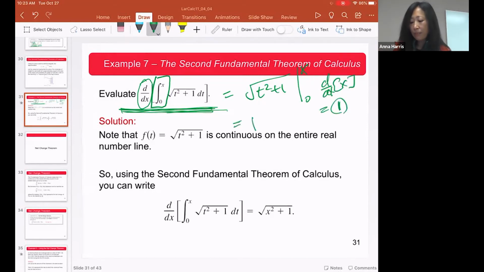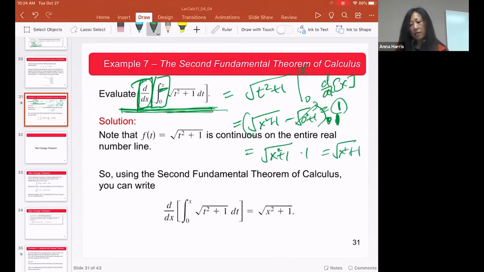So I can just simply put this into x squared plus 1 minus 0 squared plus 1, and everything times 1, because 1 is where you came from, the derivative of x. Remember, you gotta take a derivative of your limits too. So the derivative of 0 is 0. The derivative of x is 1. So I'm multiplying by 1. So this just equals 0. So I'm left with the square root of x squared plus 1.